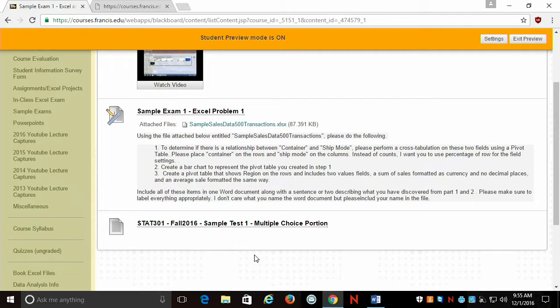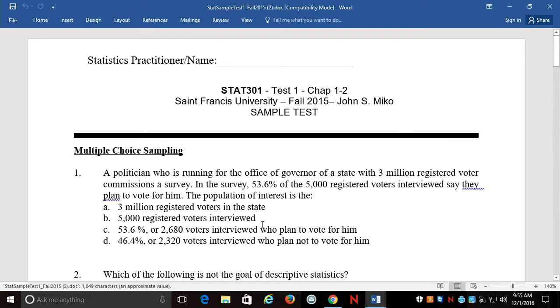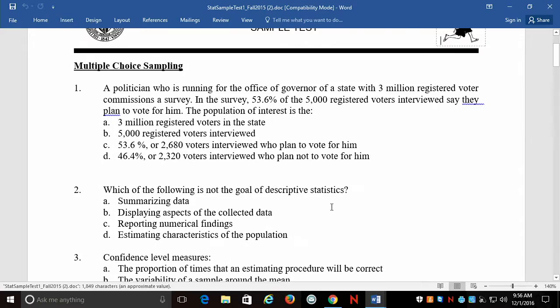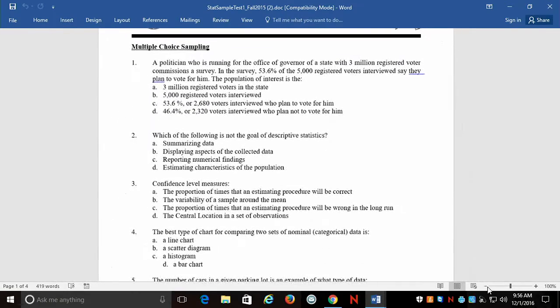Let's look at the multiple choice portion. Let's go back there and see how. So the first couple here, if we look at this, probably number 1 is a good one to look at. A politician is running for the office of governor of a state with 3 million registered voters, commissions a survey. In the survey, 53.6% of the 5,000 registered voters interviewed say they plan to vote for him. The population of interest is what? What would the answer to this one be?